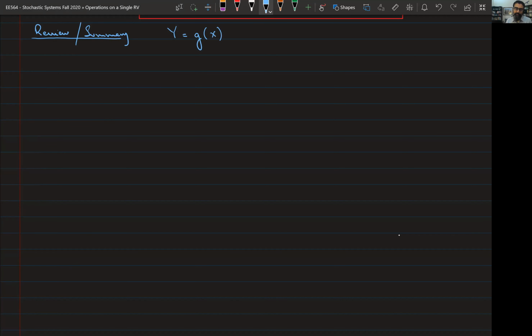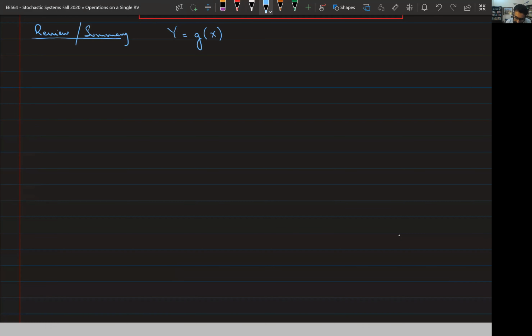And we only talked about monotonically increasing functions, right? For monotonically increasing functions, because they're monotone, they're one-to-one, right? So the inverse is unique. Okay, so the conclusion we had. I'm not going to go through the proof again, of course.